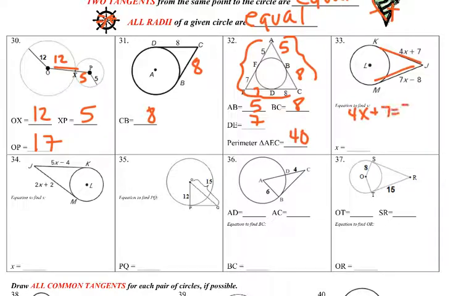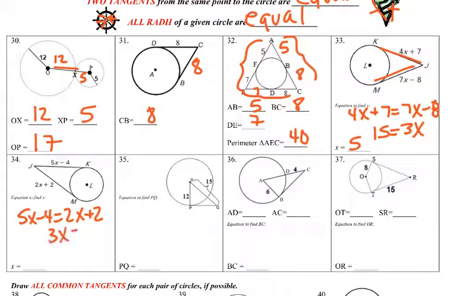4x plus 7 equals 7x minus 8. So here 3x is 15, x is 5. Here 5x minus 4 equals 2x plus 2, so 3x is 6, so x is 2.